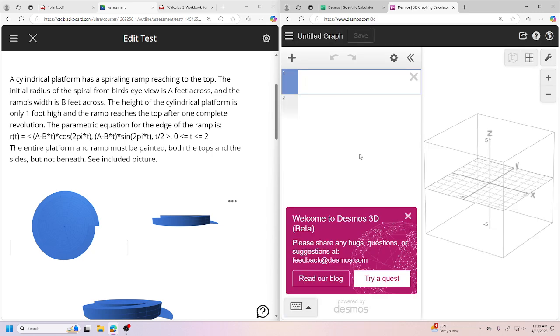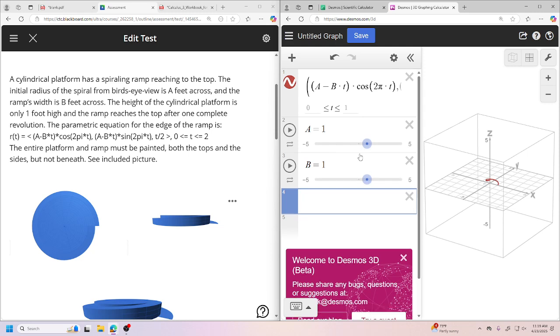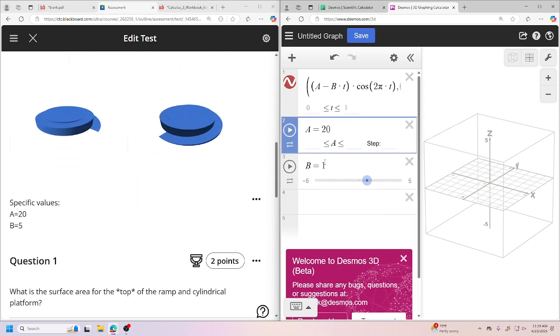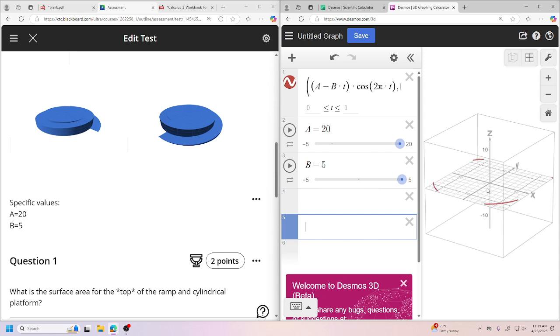So I'm wanting a 3D shape, and I got a minus b times t times cosine of 2 pi times t, comma, a minus b times t times sine of 2 pi times t, comma, t over 2. And then I'm going to close it and say okay. And I got my a and b, 20 and 5. Okay, awesome. Scroll out. There you go.